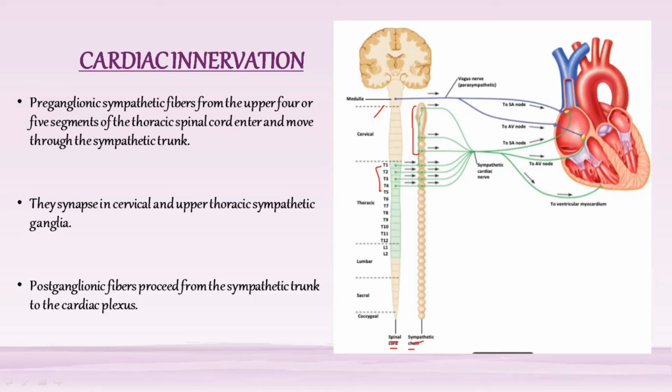Now look at the picture. The postganglionic fibers arise from both the cervical and upper thoracic segment of the sympathetic trunk. Clear?